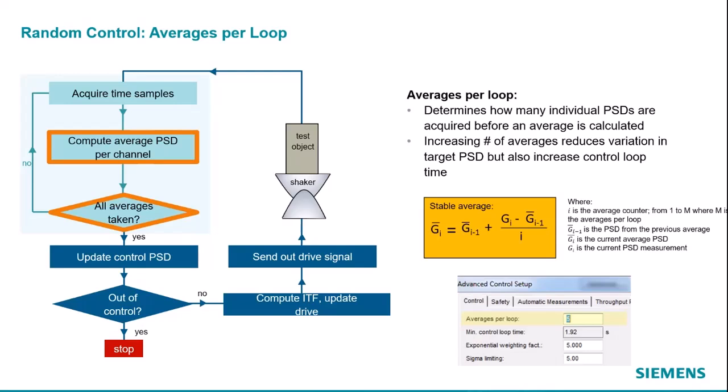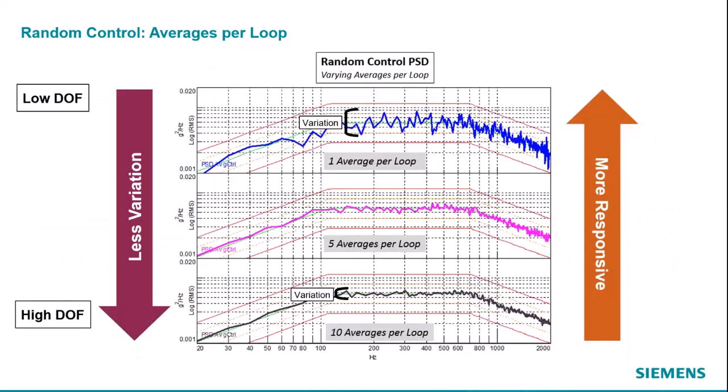Then we have number of averages per loop. We do stable averaging there, and then we have some examples of increasing the number of averages per loop. So we want to be responsive, but we don't want to take too many averages, but we want to be responsive to any changing conditions. So one average per loop is probably not enough. It's random data, so we want to take a few more averages, but we don't want to take too many because we get less variation.